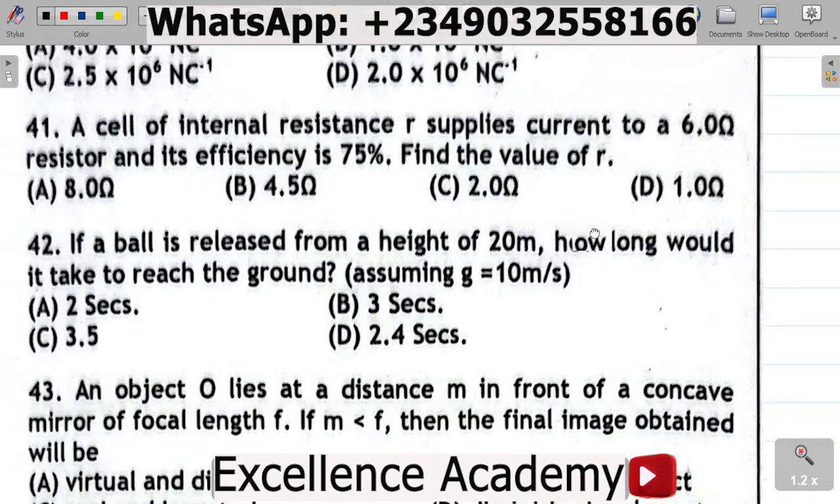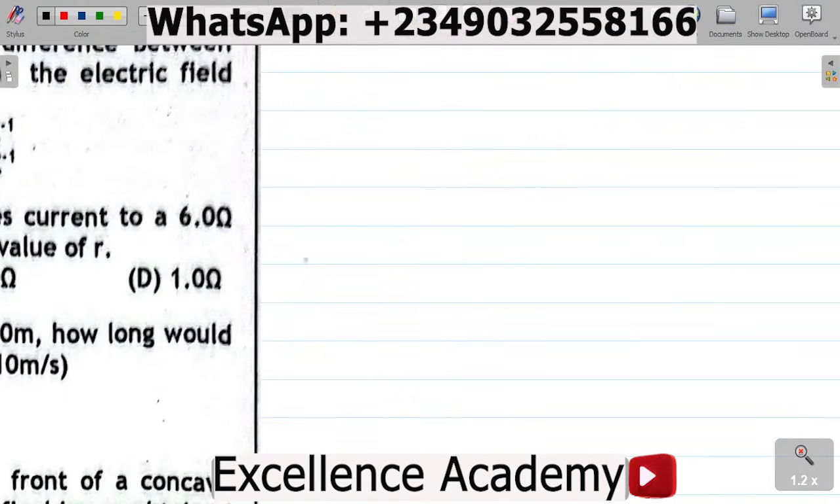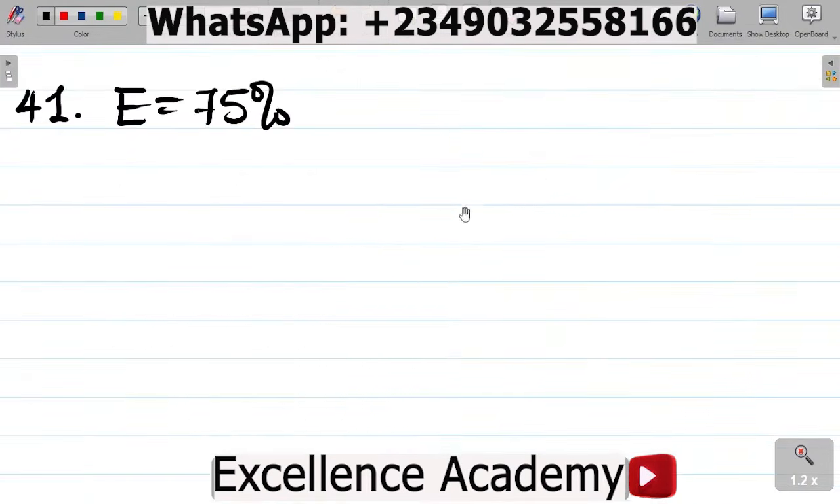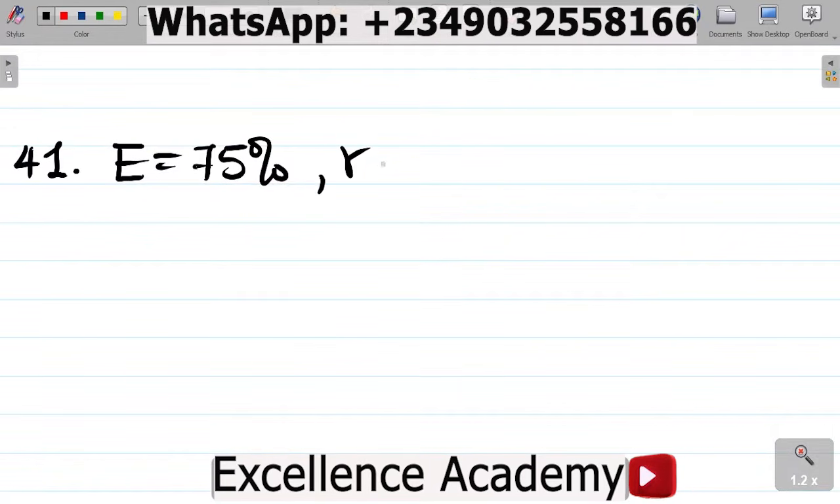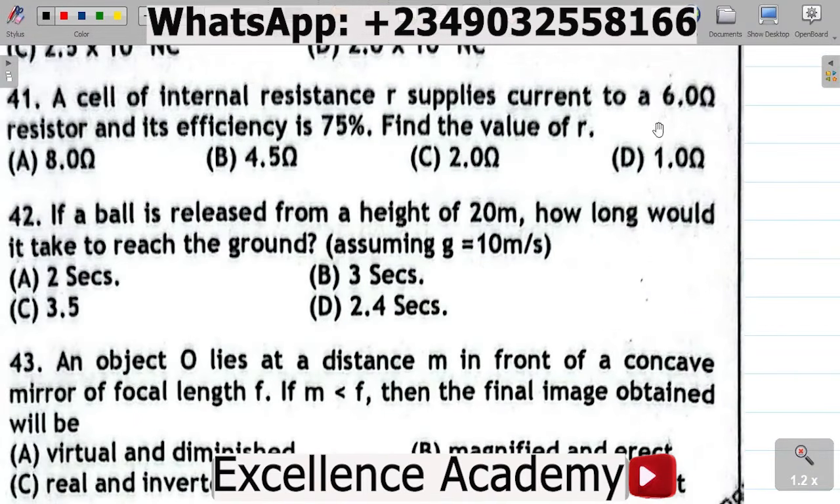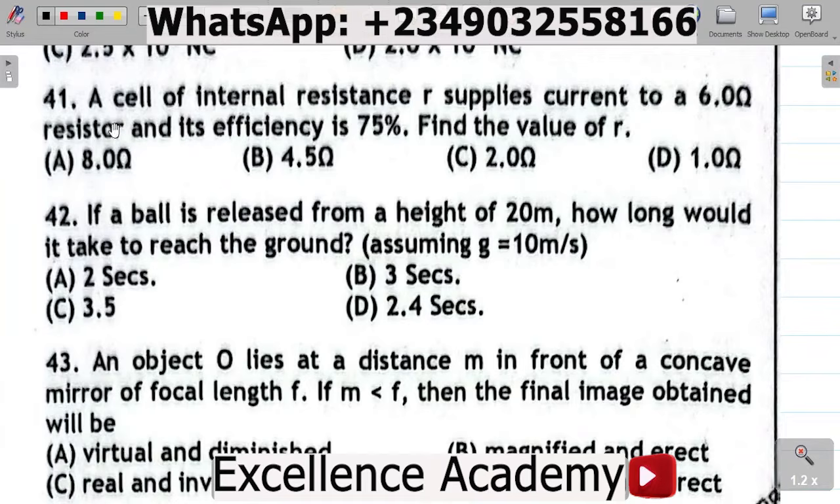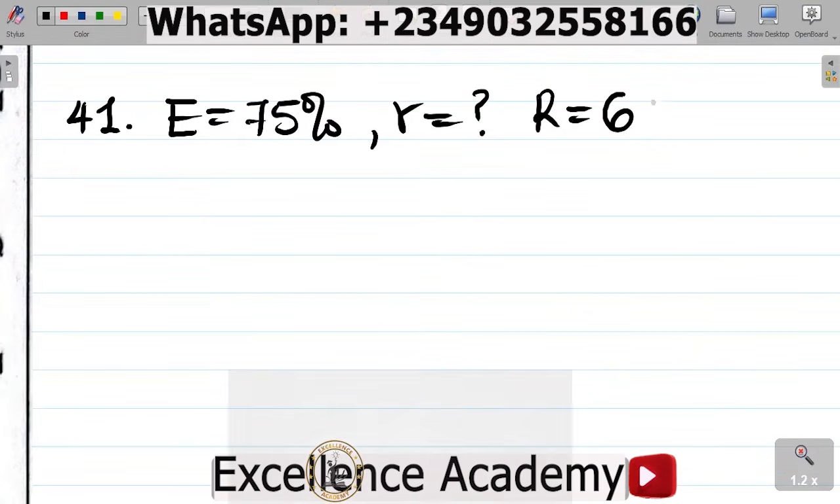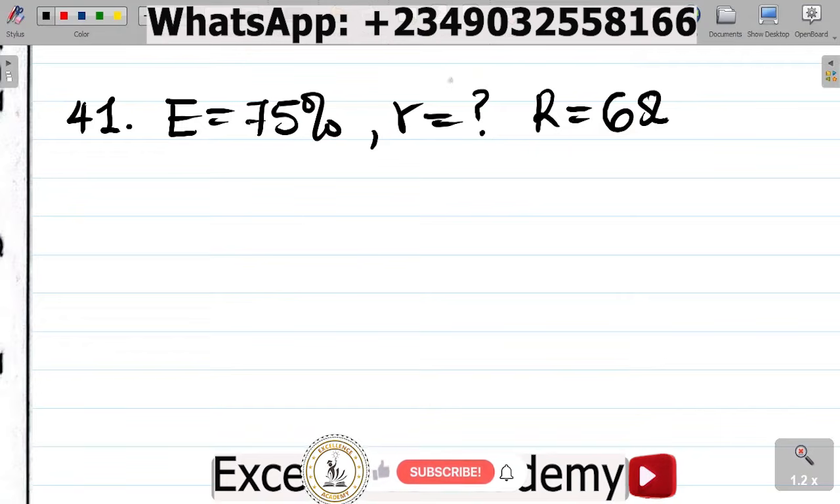Now for this question, let's take parameters. For 41, they gave me efficiency E as equal to 75, in percentage. They said a cell of internal resistance, small r. So internal resistance, which we are asked to find, small r, is equal to unknown. They said it supplies current to a 6.0 ohm resistor. Now, this 6.0 ohm resistor is the external resistance. So external resistance, capital R, is equal to 6.0 ohms. Basically, you're asked to find the value of small r.